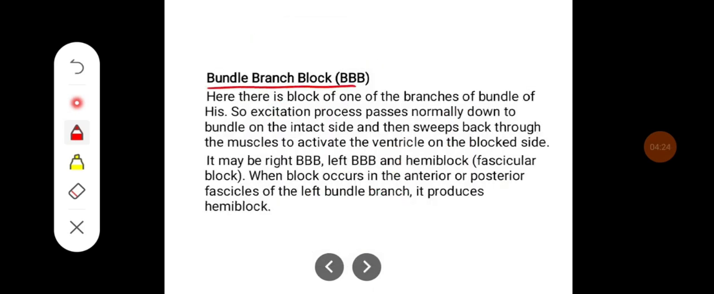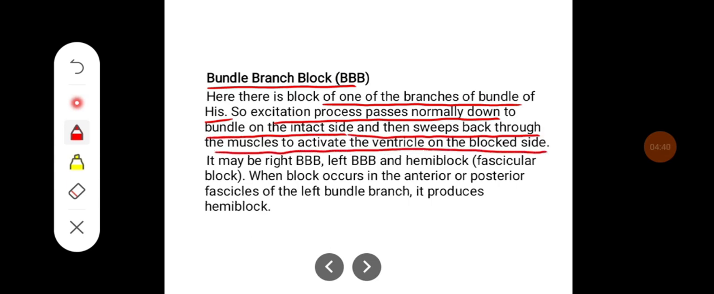Bundle branch block. Here there is a block of one of the branches of the bundle of His. So the excitation process passes normally down the bundle on the intact side and then sweeps back through the muscles to activate the ventricles on the blocked side. It may be right bundle branch block, left bundle branch block, or hemiblock, that is fascicular block. When block occurs in the anterior or posterior fascicles of the left bundle branch, it produces hemiblock.